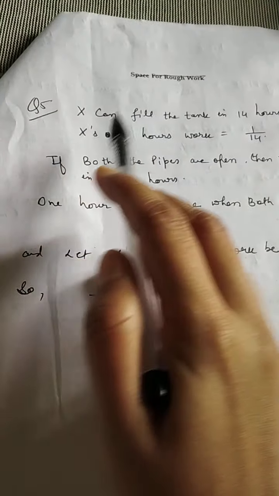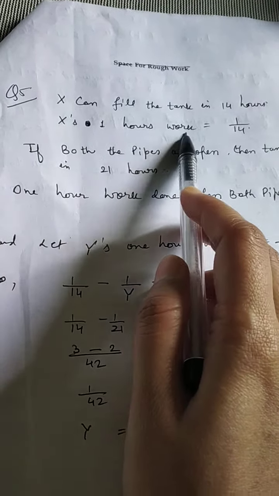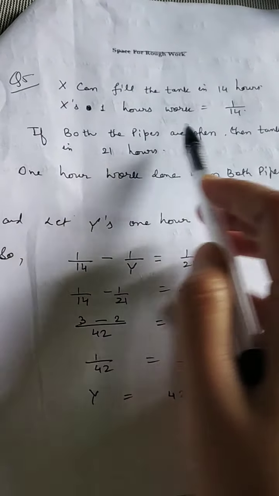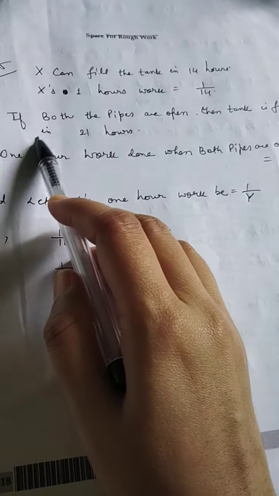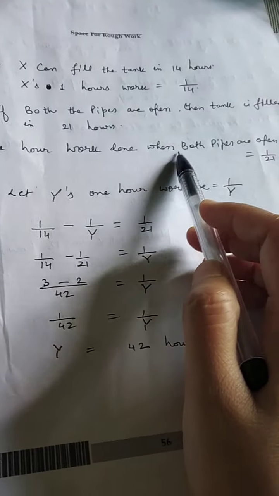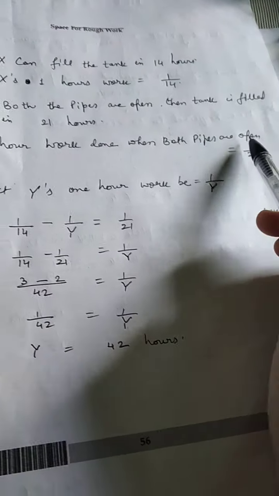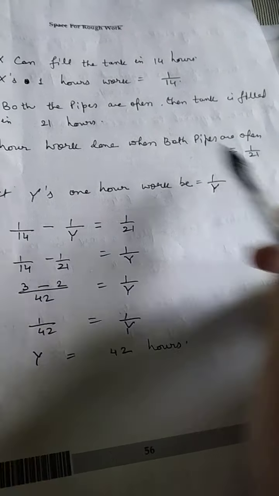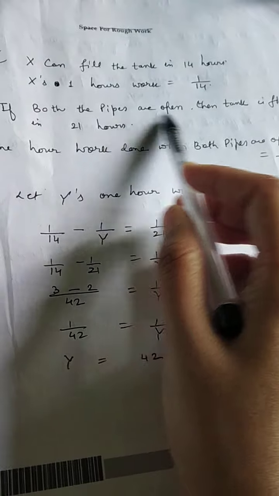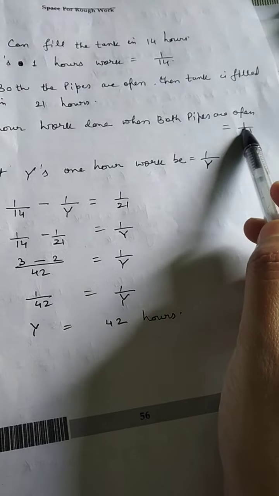So look here, X can fill the tank in 14 hours. So can you find X's 1 hour work? X's 1 hour work is equal to 1 by 14. Now if both the pipes are open, the tank is filled in 21 hours. It is written in the question. So what is the 1 hour work done when both the pipes are open? If both the pipes are open, then 1 hour work for them is 1 by 21, because it is given here that it will take 21 hours when both the pipes are open. So its 1 hour work we have found out, 1 by 21.